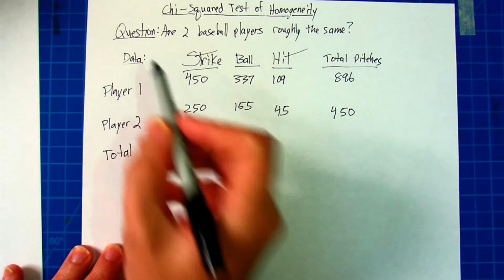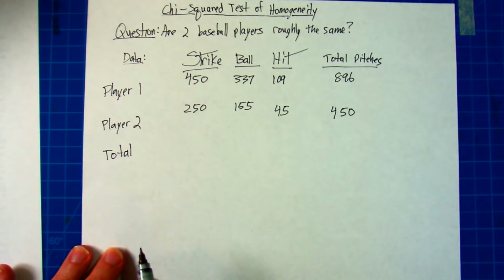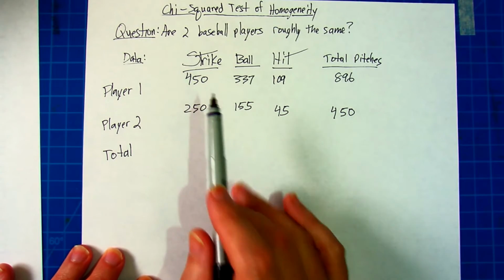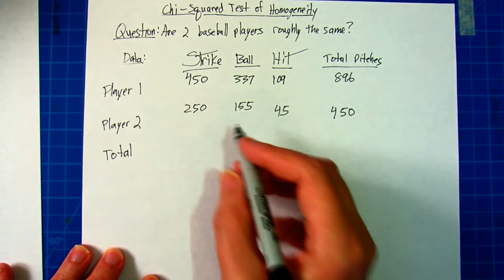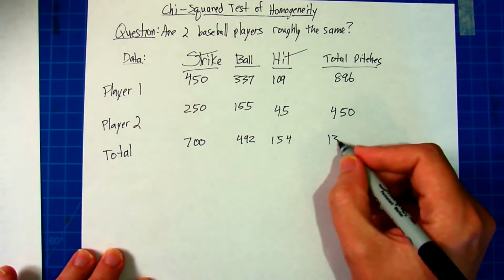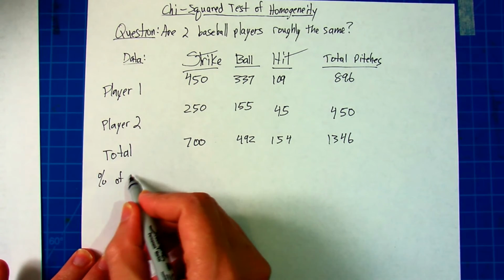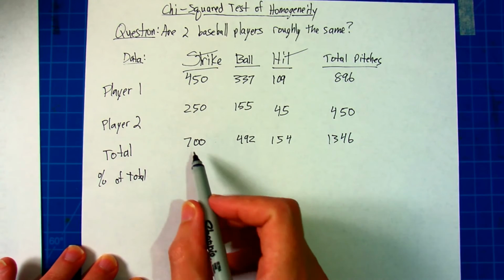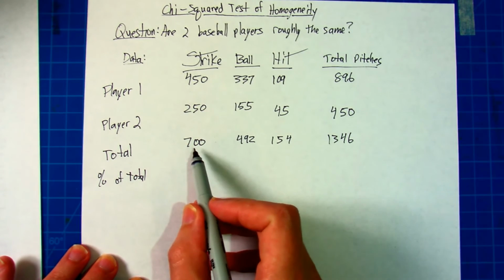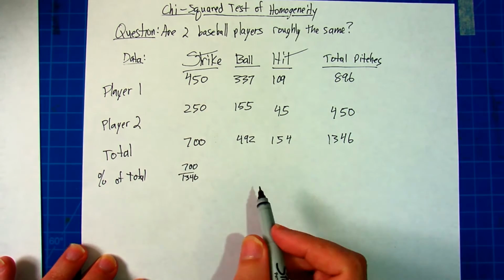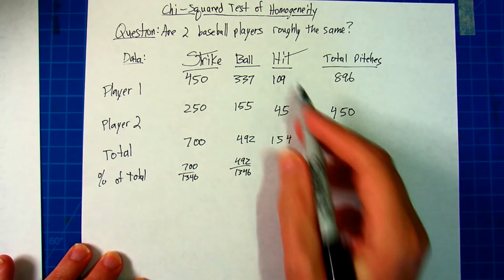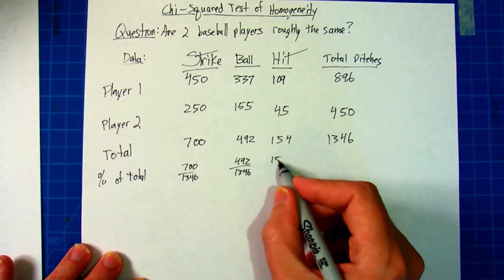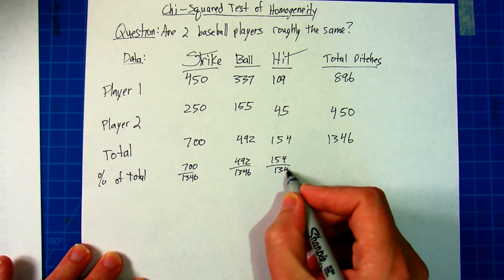So first you have your data, which we've collected here in this table. It works a lot better if it's in a table like this. To do the calculations, you're going to need to add up the total for each of these categories. Then you need to find the percent of the total in each category. So you say, okay, strikes were on total 700 out of 1346, balls were 492 out of 1346, and hits were 154 out of, you guessed it, 1346.